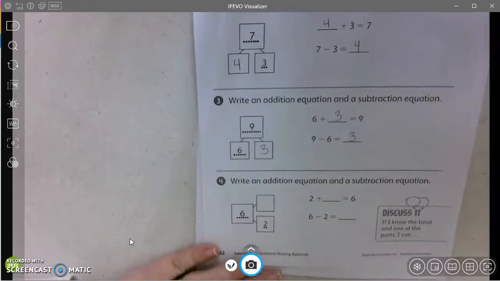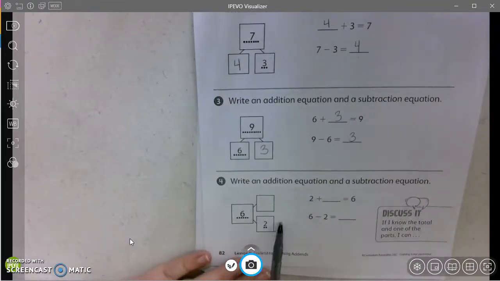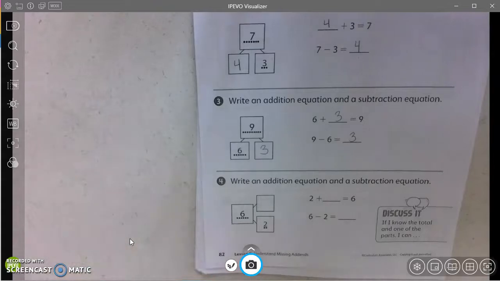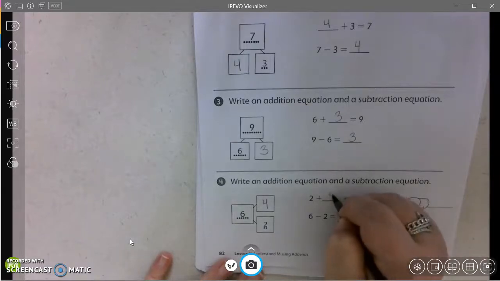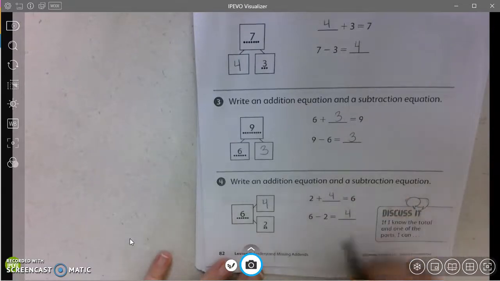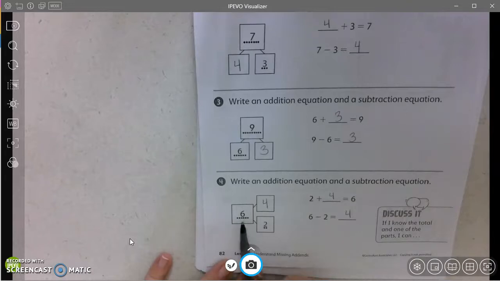All right. What I would like you to do is to pause the video and try this one and these 2 equations on your own. All right. Did you pause the video? Did you solve it? Let's see. Was your missing number 4? 2 plus 4 equals 6. 6 minus 2 equals 4.